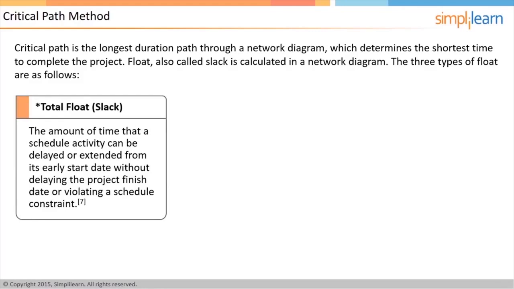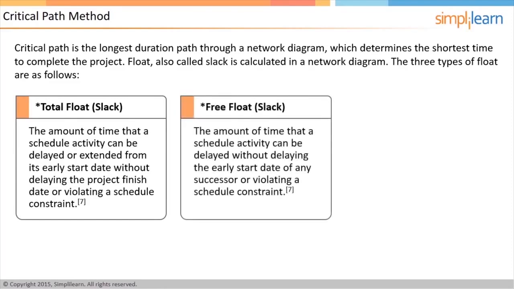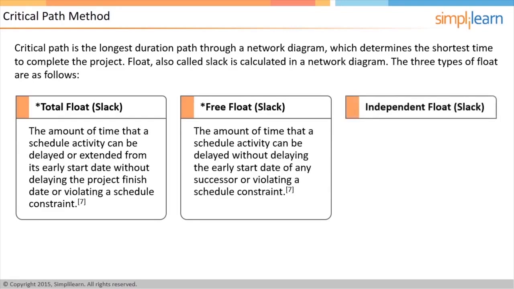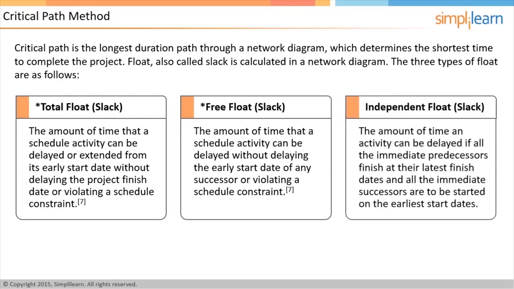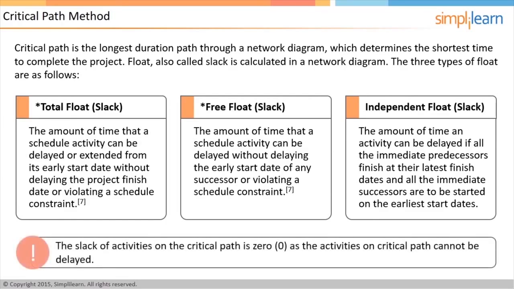intermediary milestone. The second type of float is free float, which is the amount of time an activity can be delayed without delaying the early start date of its successor or successors' activities. The last type is independent float, which is the amount of time an activity can be delayed if all the predecessors finish at their latest finish dates and you want to start all the immediate successors at their earliest start dates. The slack of the activities on the critical path is 0, because there is no scope to delay activities on the critical path.